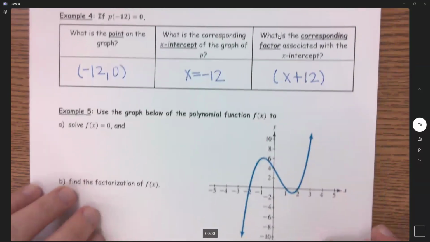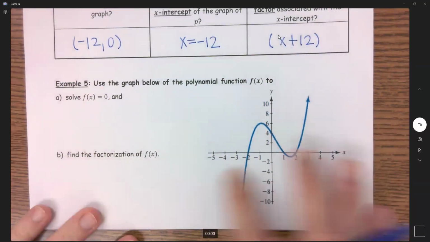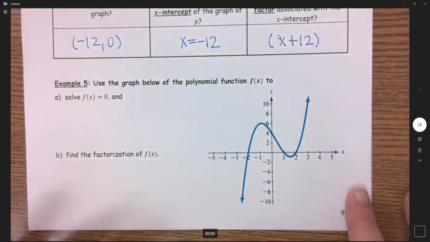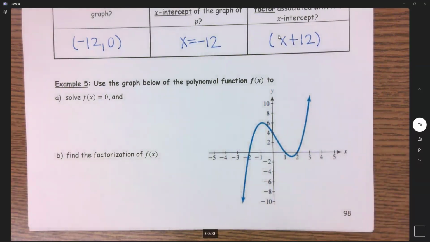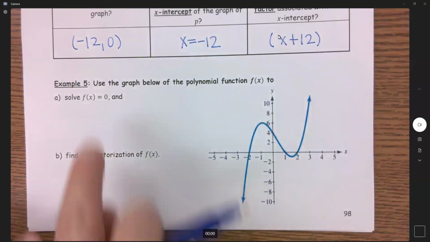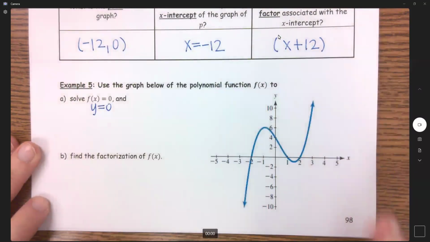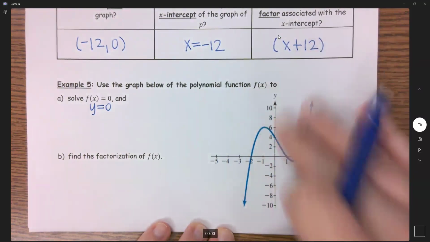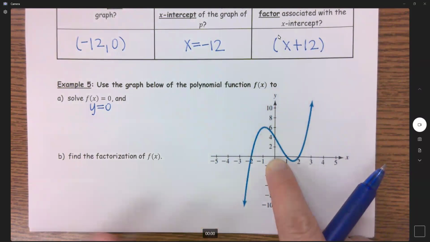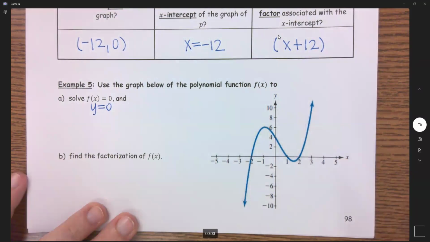So now let's kind of use that with this graph. Instead of them telling us the point, now we have to go and find the points from this graph. This says use the graph below of the polynomial function f of x. Part A is to solve when f of x equals 0. F of x is another name for y. So we want to know, when does our y equal 0? Well, when does this y right here equal 0? On this number line here, it's right here in the middle. It's at the origin. So we're talking about our x-intercepts. This is another way of saying, what are the x-intercepts?